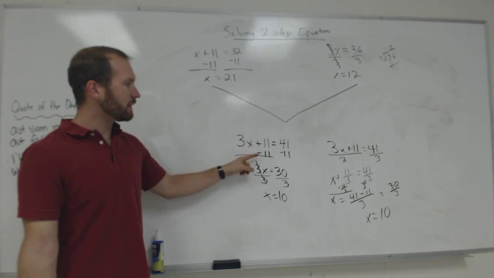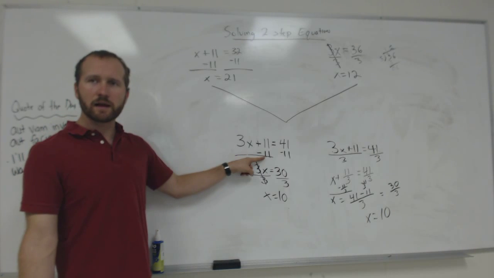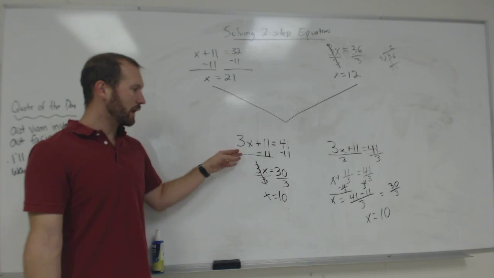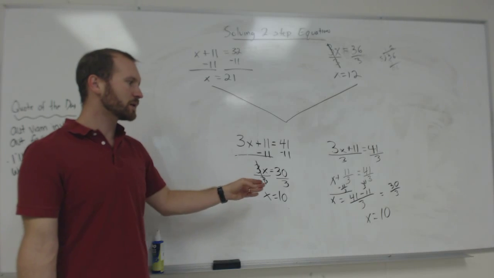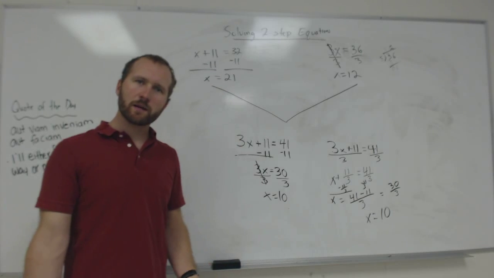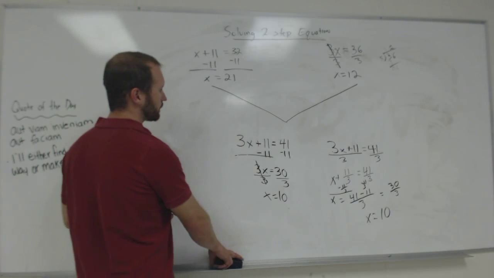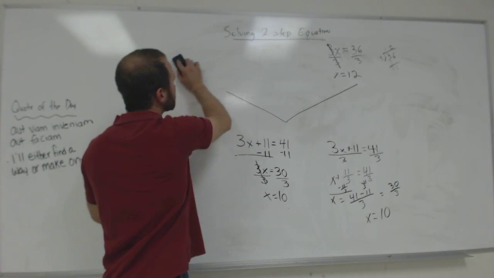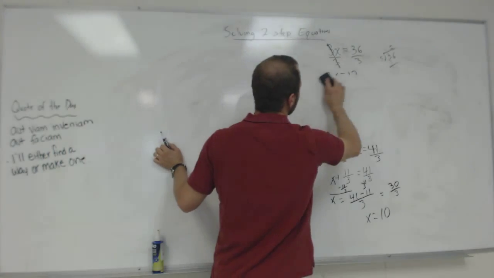With this method, I think this is a lot easier to not make a mistake, and there's only really 2 steps, whereas here, because of the fractions, we have more steps. Let's take a look at some other 2-step equations.